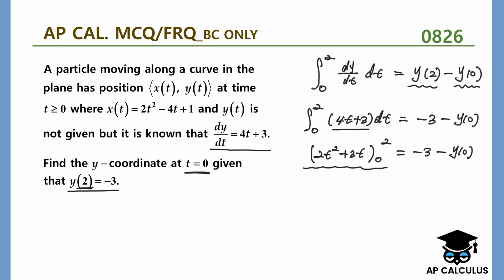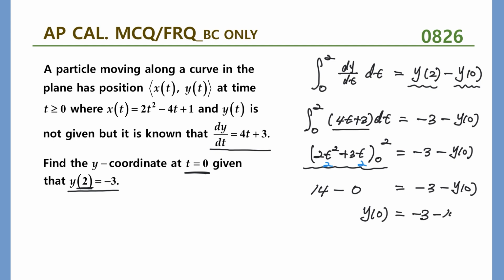Substitute 2 for t. That's 2 times 4, 8, plus 6, 14. Minus, if we substitute 0 for t, that's 0. So that's −3 minus y(0). So our position of y at time t = 0 is −3 − 14, which is equal to −17.